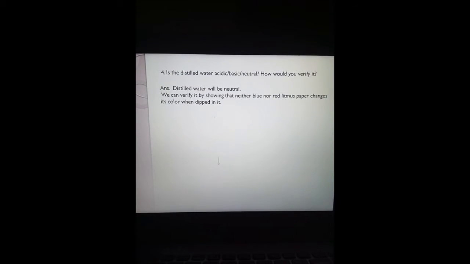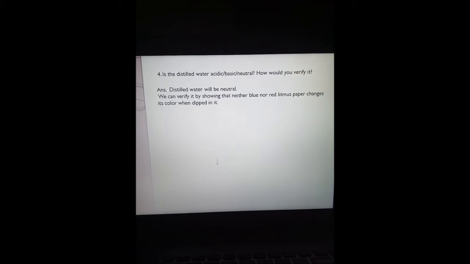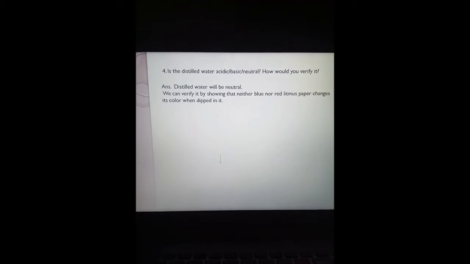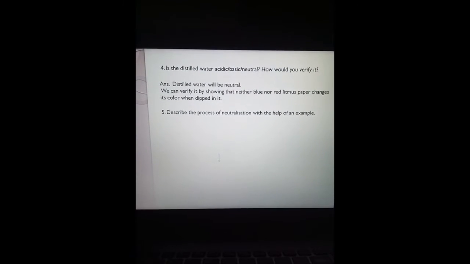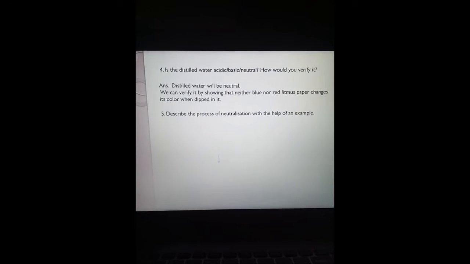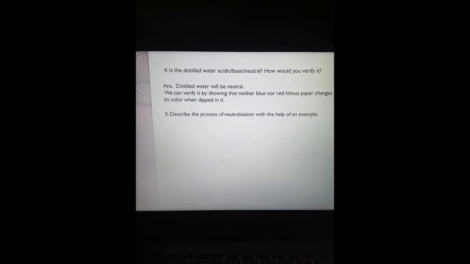You can also verify it using blue or red litmus paper. If you dip a blue or red litmus paper in distilled water, it will not change its color because it is a neutral substance. Number 5. Describe the process of neutralization with the help of an example. Okay, we have discussed this in the summary itself.